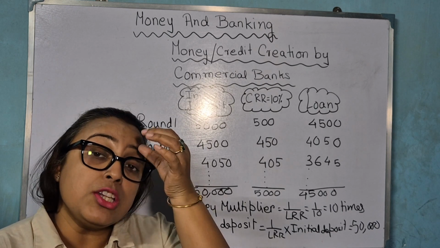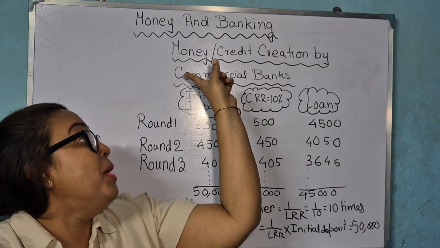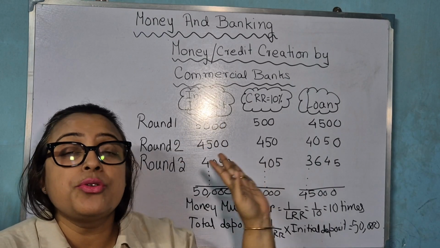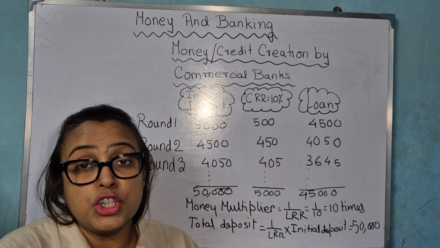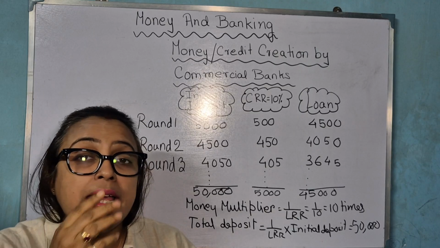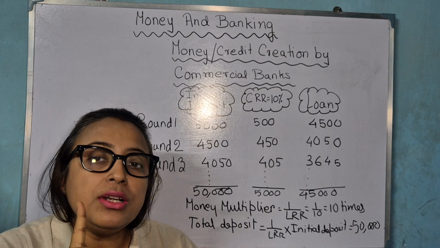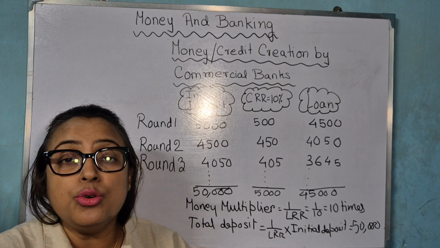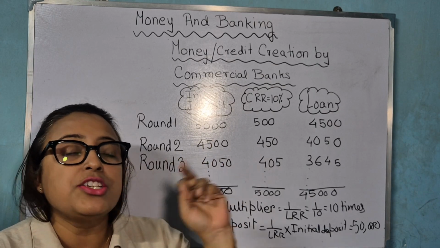So here we start with the credit creation or money creation by commercial banks. What is credit creation or money creation by commercial banks? Commercial banks do not print money like RBI, but the commercial banks also help to increase money supply in the economy. And how do they do it? The process is called credit creation.